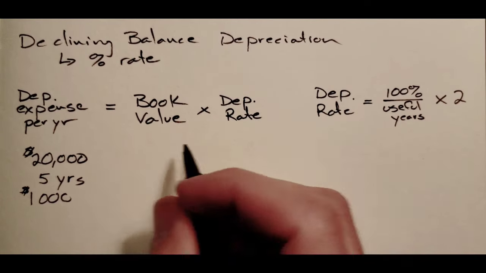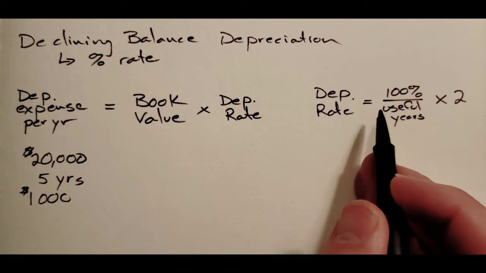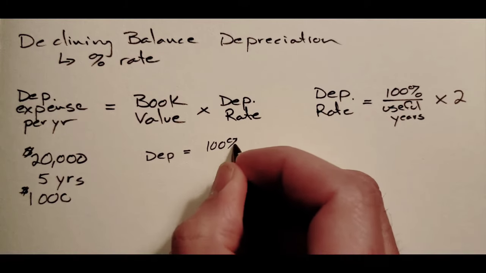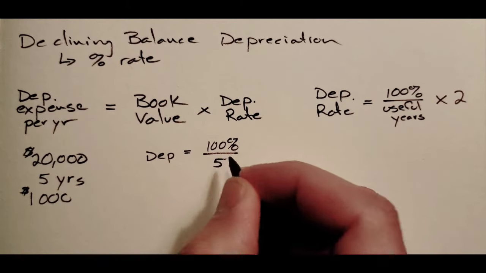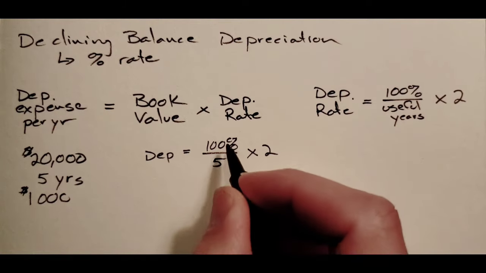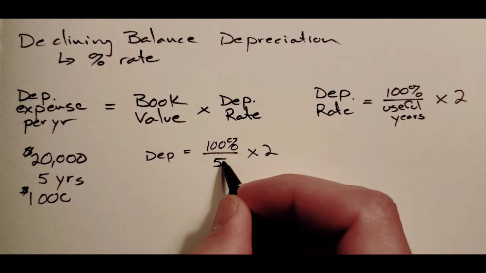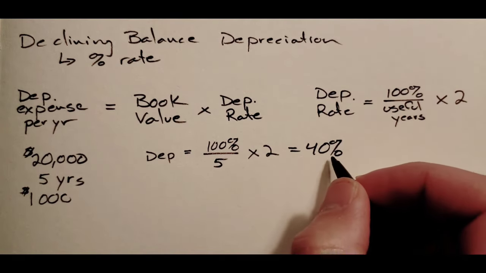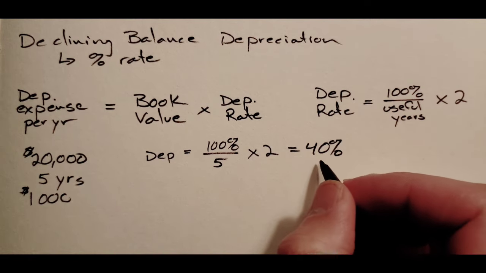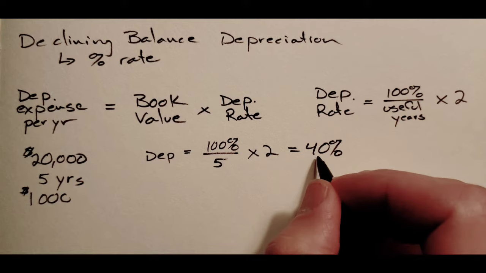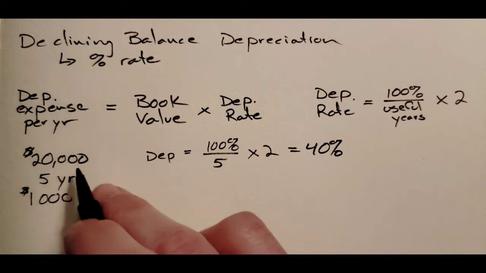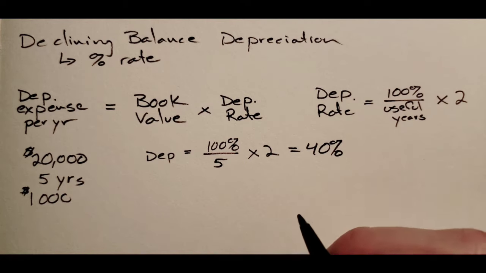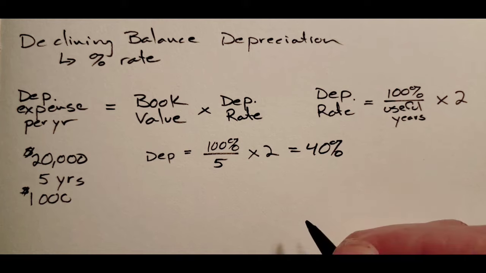All right, so we're actually going to start with the depreciation rate. The depreciation rate is equal to 100% divided by, in this case, 5 years, times 2. So 100% divided by 5 is 20%, times 2 is equal to 40%. And that is the rate at which this truck is going to lose value every year. Now this 40% is not 40% of the cost every year, it's 40% of the book value that is lost every year. So you have to figure out year 1 in order to figure out year 2.